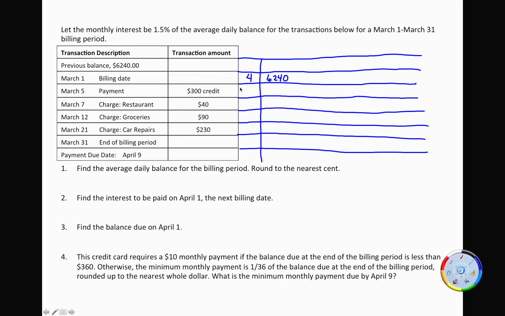$62.40. Then we made a payment, so it brought our balance down, if we subtract 3, to $59.40. And it stayed there for 2 days because we charged something else on the 7th. So 7 minus 5 is 2, or the 5th and 6th, right? And then it changed on the 7th. Okay, and then for 5 days, we didn't do anything else. 12 minus 7 is 5. So for the 7th, the 8th, the 9th, the 10th, and the 11th, right, our bill was $40 higher, so $59.80.